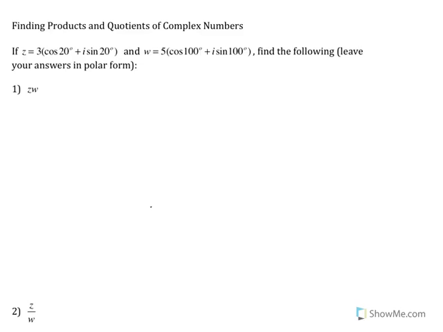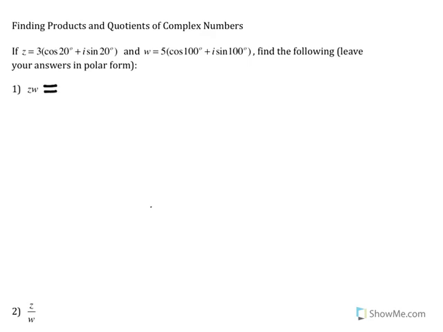This video is going to take you through finding the products and quotients of complex numbers. So you're going to work on some operations using the polar form of the complex number. First thing we're going to do is multiplying.